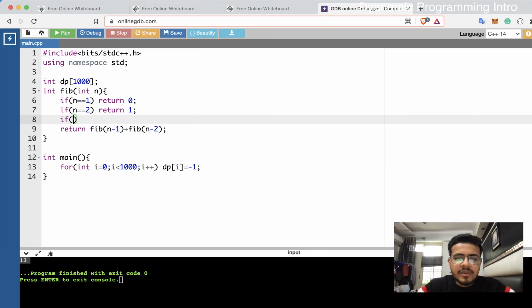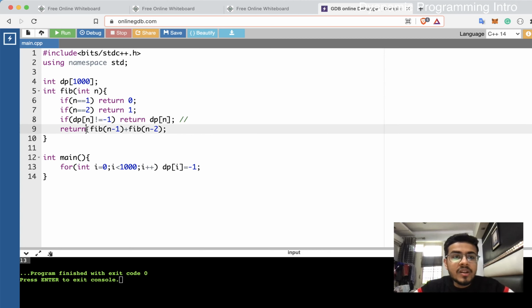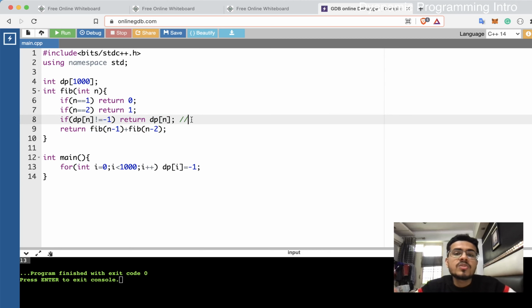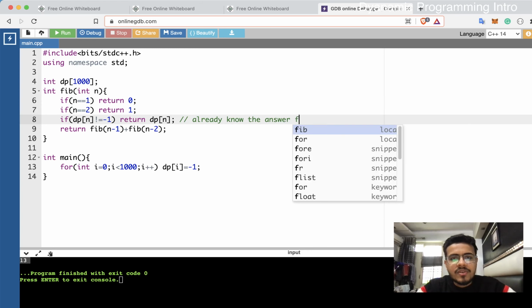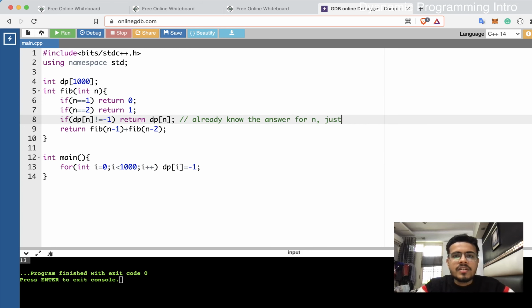Now over here I'm going to check: if dp of n is not equal to -1, then I'm going to return dp of n. What does this statement mean? It means that if I have already calculated the nth Fibonacci number, then its answer would be stored in the nth index of the DP array. So I will just return it. There wouldn't be any need for calling this particular recursive call again. So that's why I have reduced the repetition of task. I already know the answer for n, so just return it.